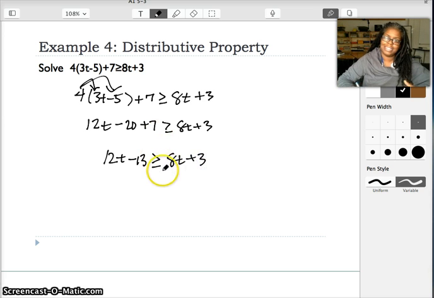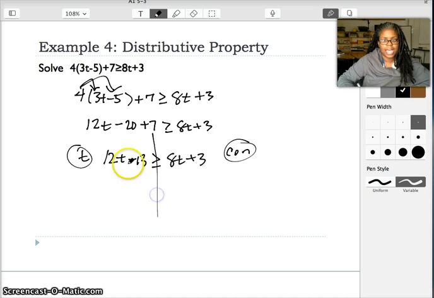Now is where I'm going to decide where to put what. I want my t terms on one side. I think this side is great. And I'll put my constants, or the other numbers, on the other side. So this guy needs to move. So I'm going to subtract 8t from both sides. I'm left with 4t minus 13 is greater than or equal to 3.